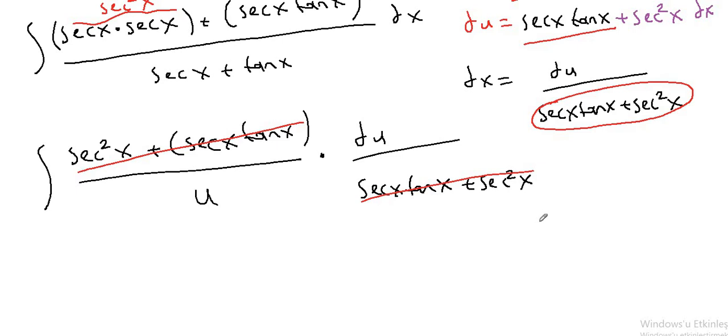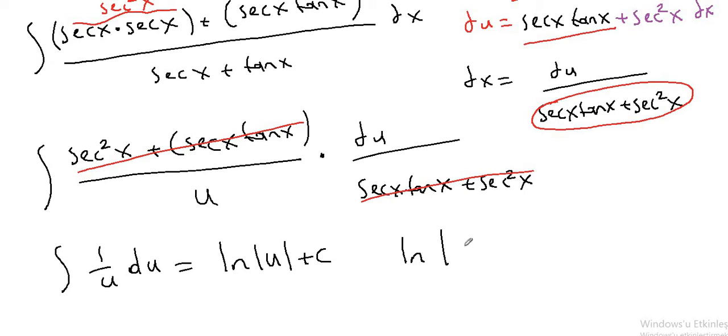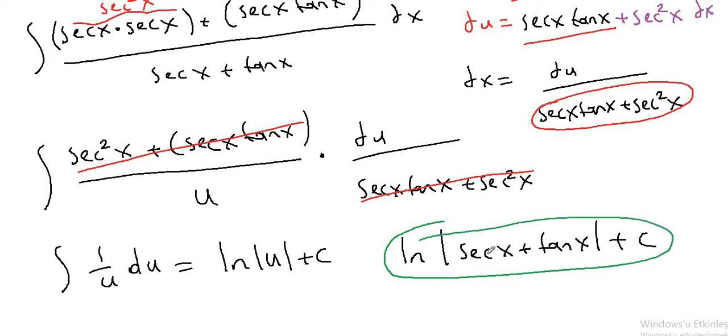Now what we have is 1 over u du, which is a very common integral. We know it is ln of u. And if you bring u back, it's going to be ln of secant x plus tangent x plus c. So integral of secant x is ln of secant x plus tangent x.